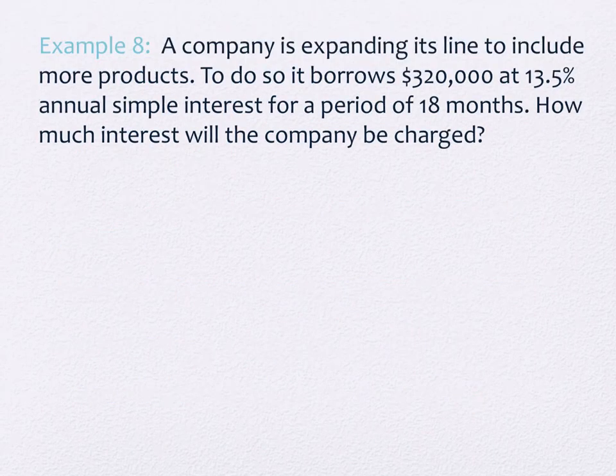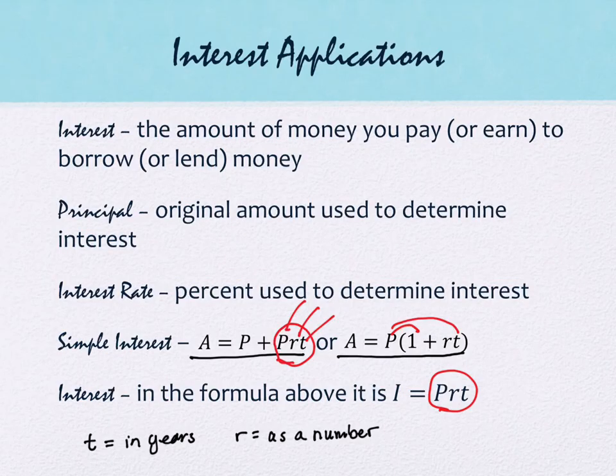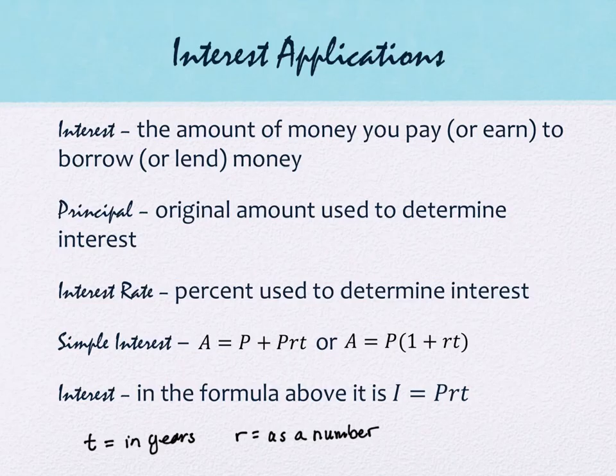Okay, so let's do an example. A company is expanding its line to include more products. To do so, it borrows $320,000 at 13.5% annual simple interest for a period of 18 months. And the question they ask us is how much interest will the company be charged? So if you look back over here, I've got 3 equations given. Which one will I use or is most directly usable to find what this question is asking for? We'll call them 1, 2, and 3. Which one is the most easy to use?